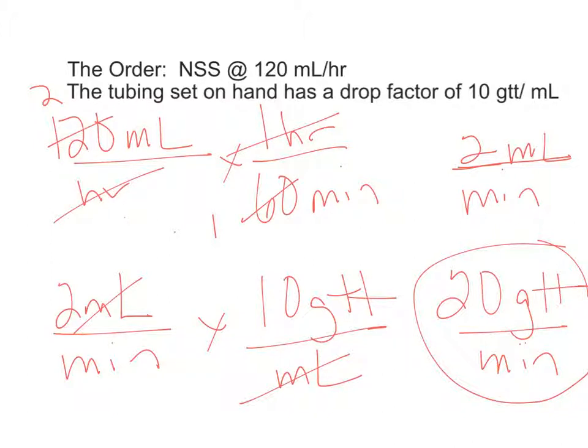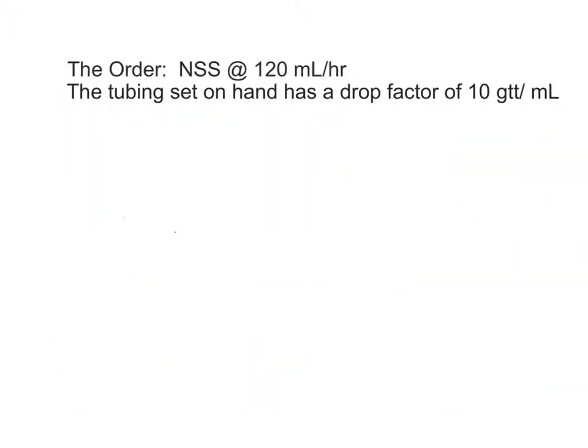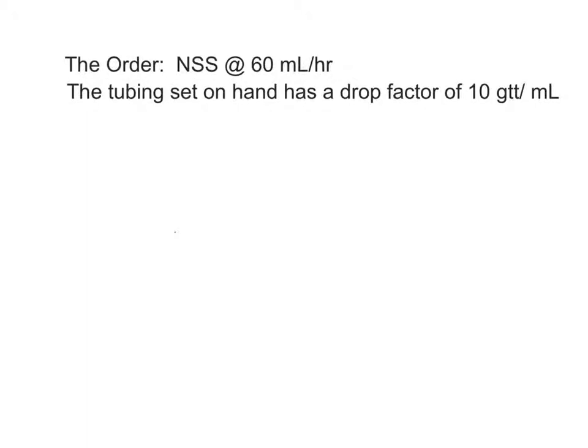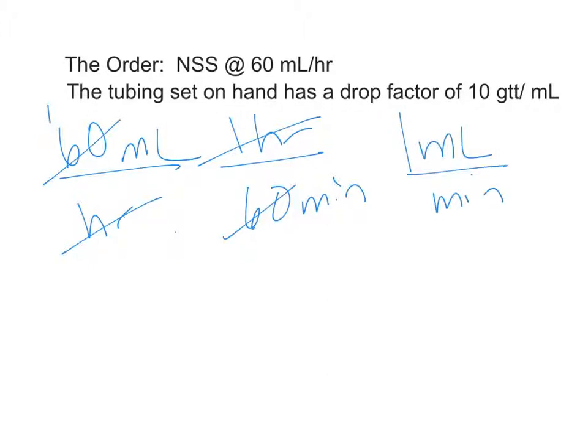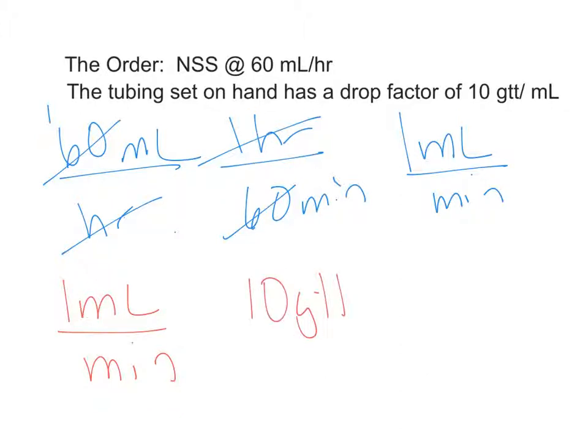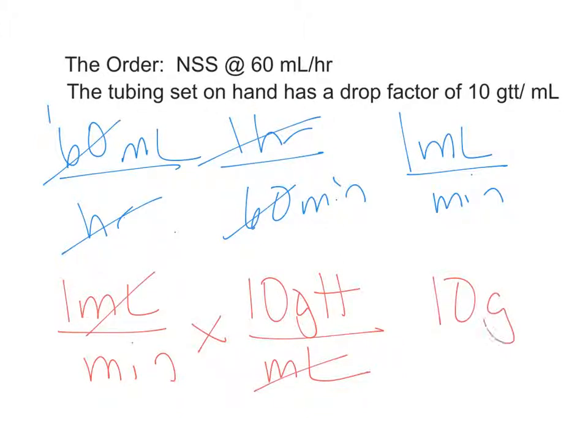And we're going to change up the problem a little bit. Let's get rid of it first. And this time it's going to be even simpler. We have an order for normal saline at 60 mLs per hour. Same tubing, 10 drops per ml. So let's start, 60 mLs per hour. Hour is 60 minutes. Using ratio and proportion, we can cancel these out. We can cancel those out. So we have 1 ml per minute. Doesn't get any easier than that. Now that we have 1 ml per minute, let's use our drip factor tubing. mLs cancel out, multiply across, 10 drops per minute when your rate is 60 mLs per hour.